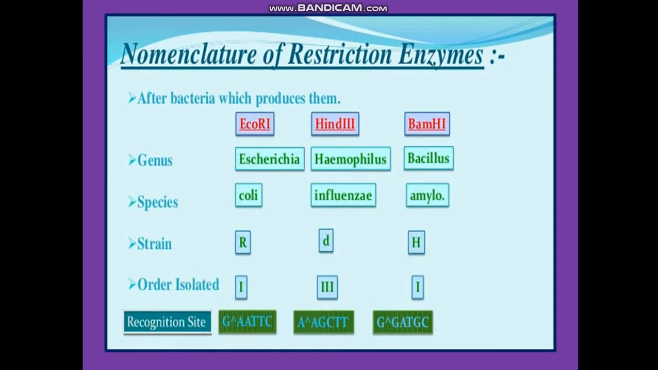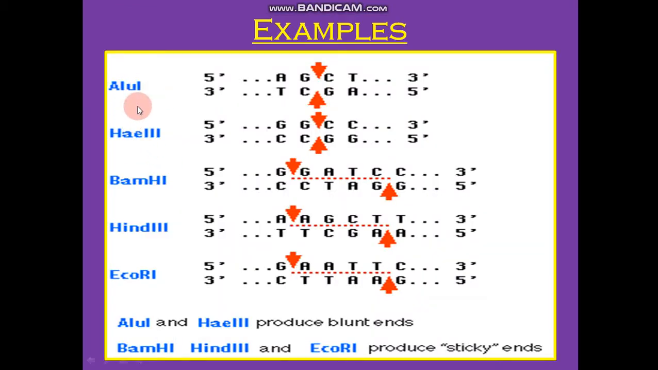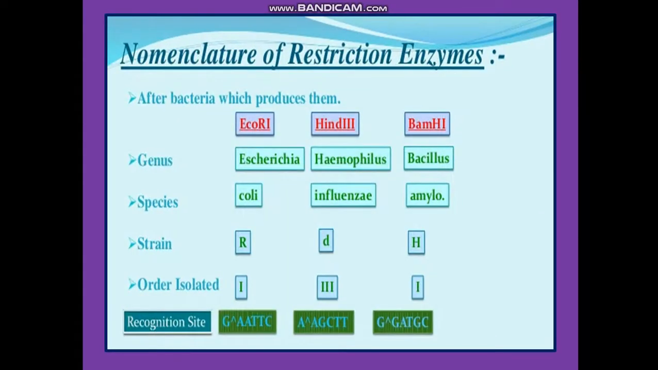This will be more clear by another example. First, we will consider how it is being named. I have told you here AluI, HaeIII, BamHI, HindIII. Let us understand the naming pattern. Sticky end and blunt end, I will tell you once we understand the nomenclature.